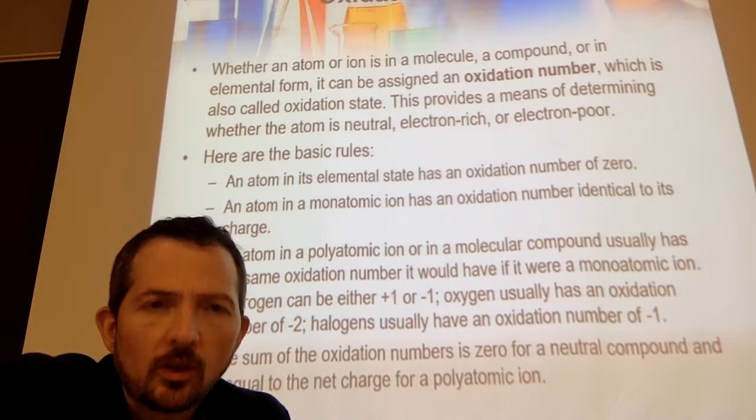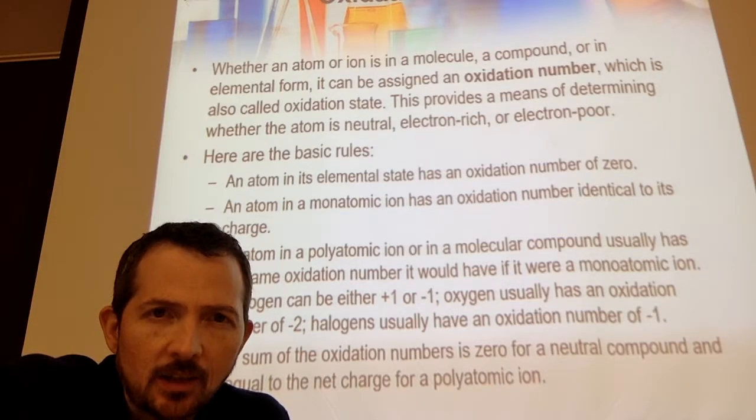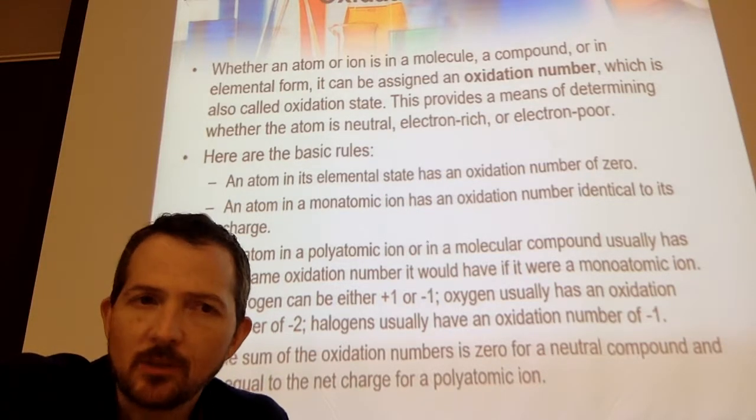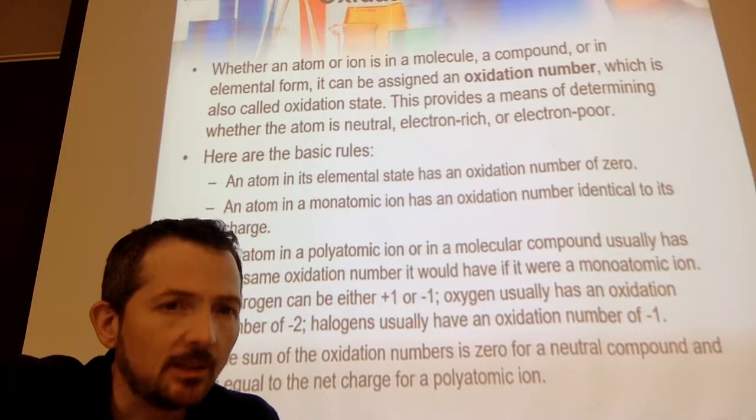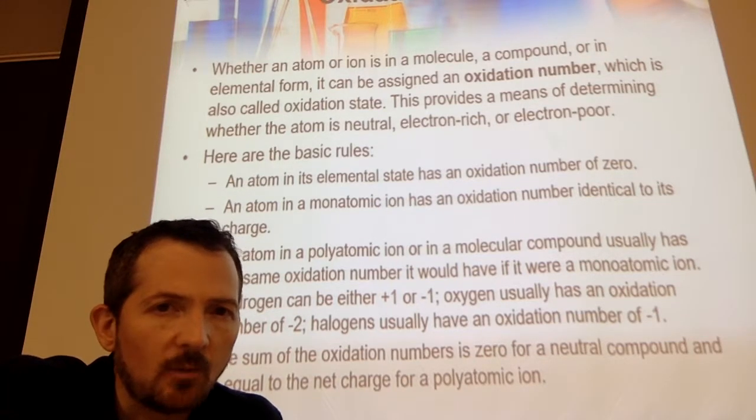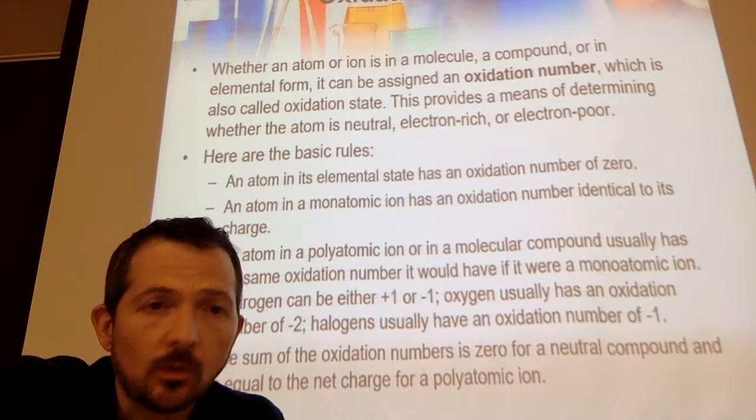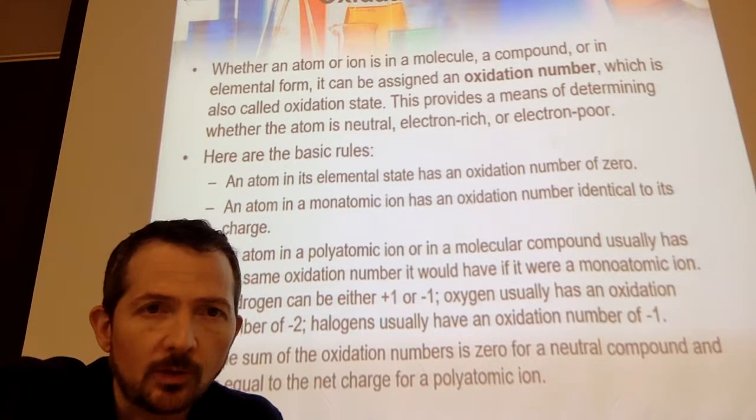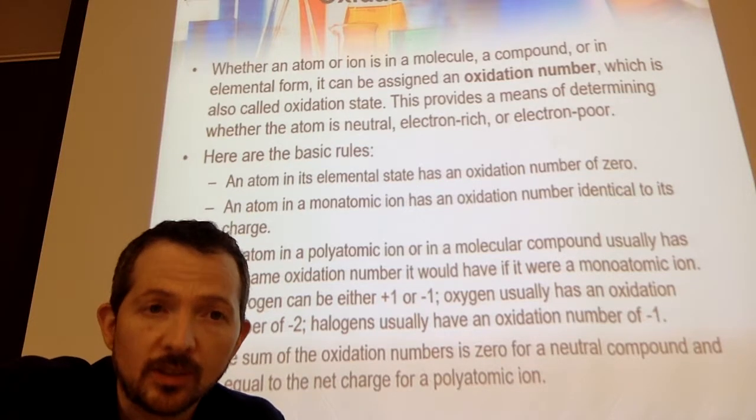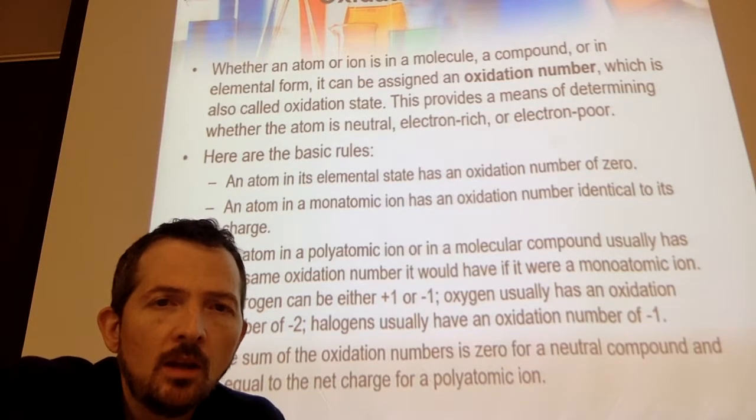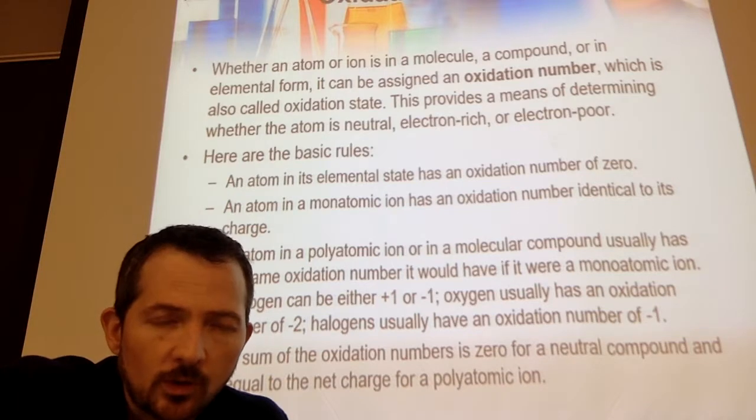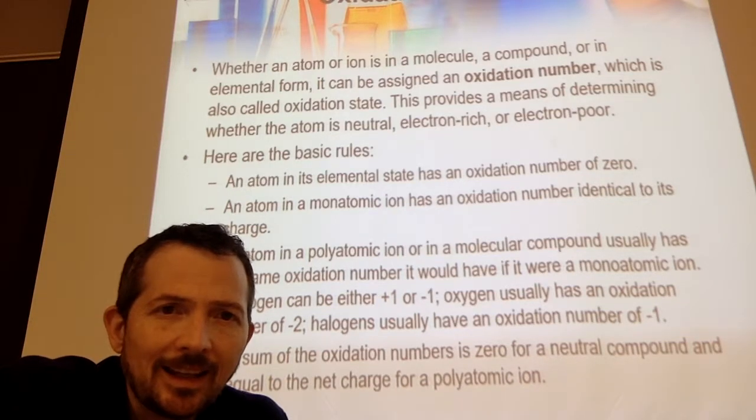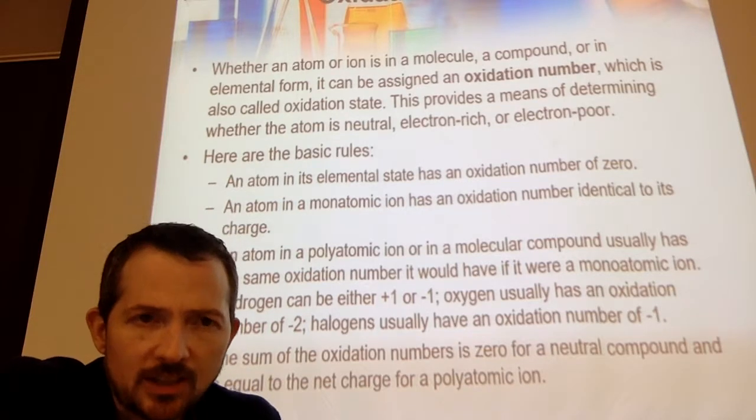Here are the basic rules for assigning oxidation numbers. Some of them can be different. We'll see some elements in the periodic table can have more than one oxidation state. We've seen this before with some of the transition metals, how iron can be 2+ or 3+. We'll also look at some of the non-metals now. Here are the basic rules for assigning the oxidation number. Any atom in its elemental state has an oxidation number of 0.